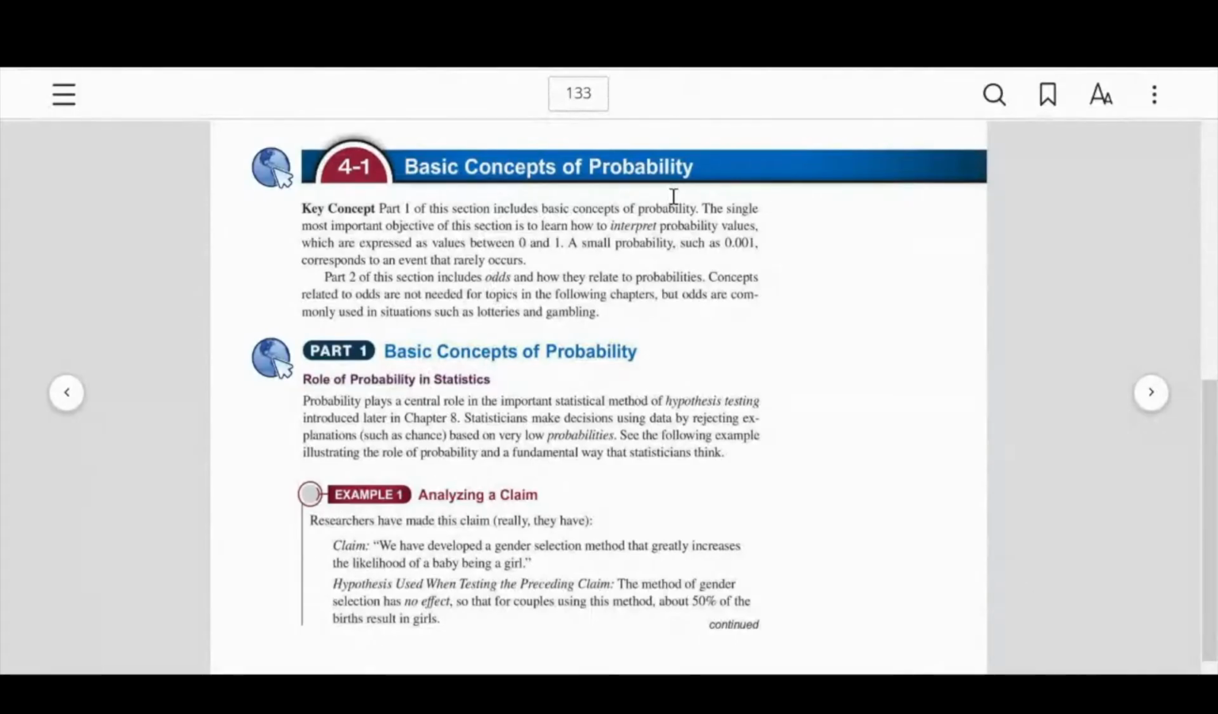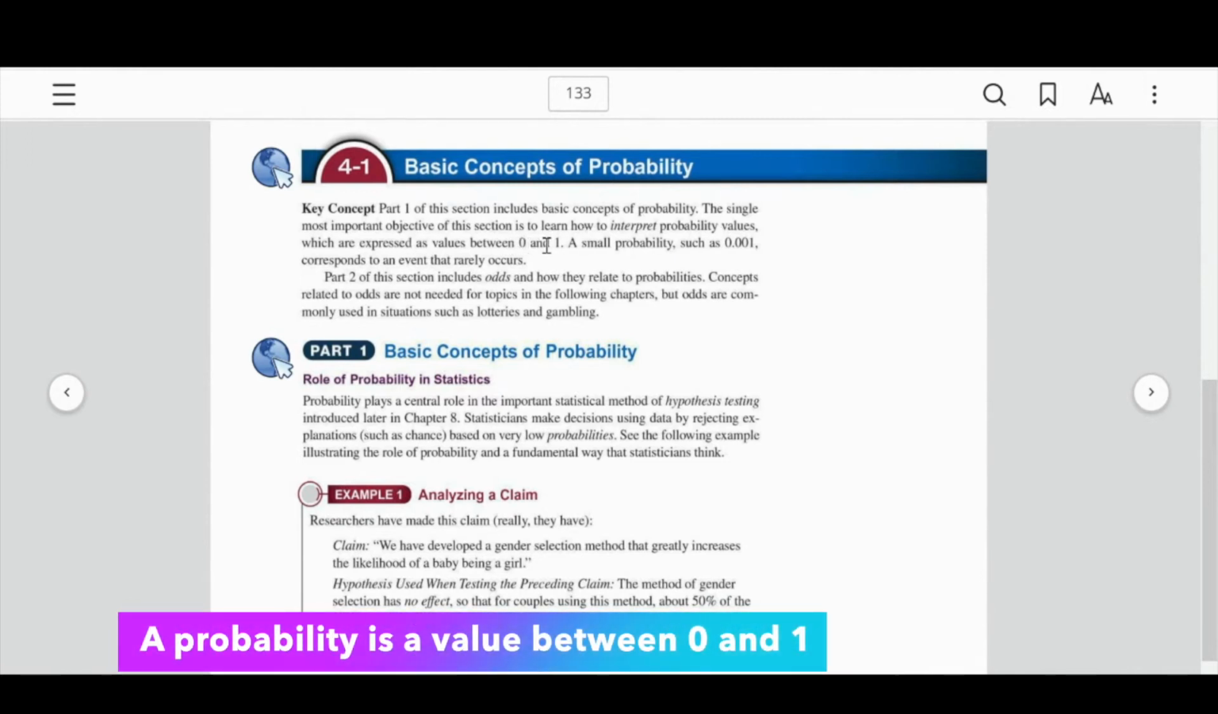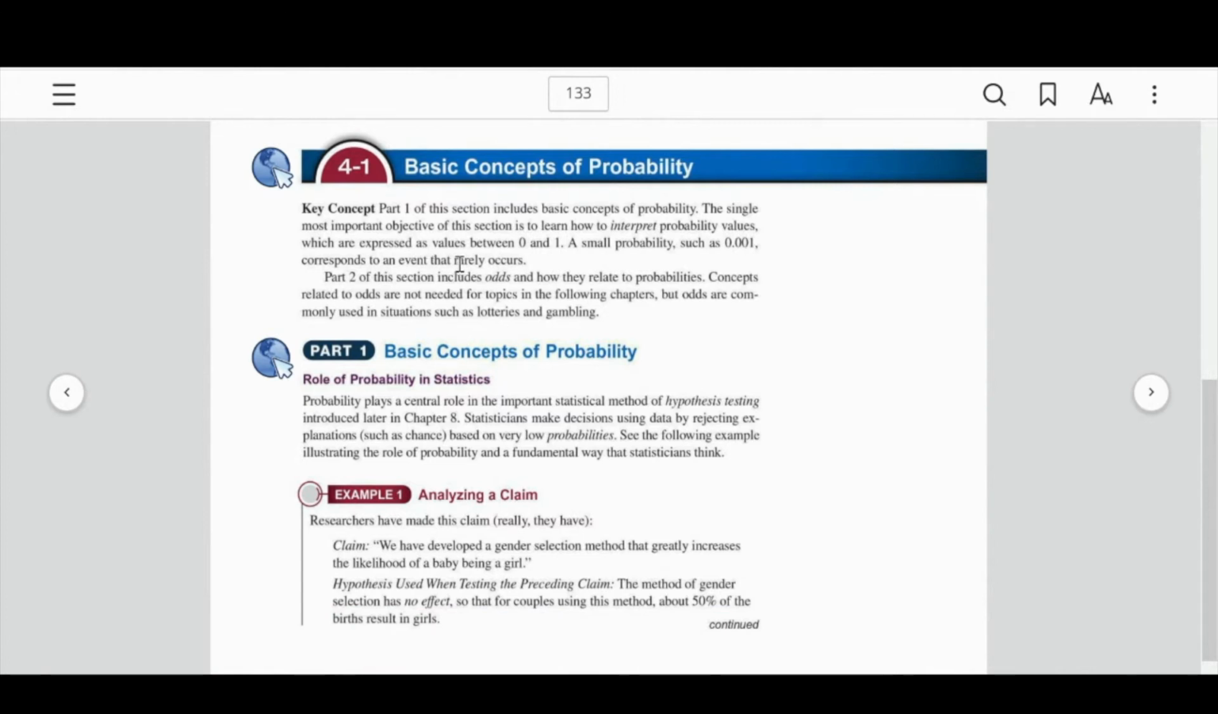Part 1 of this section includes basic concepts of probability. The important thing is to interpret. It's a thinking class, not a math class. Probability values are expressed as values between 0 and 1. If a probability is very, very small, like 0.001, then that means that event is very, very rare. It doesn't happen very often.